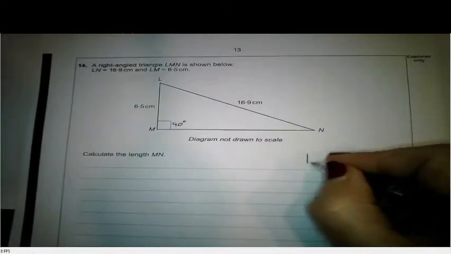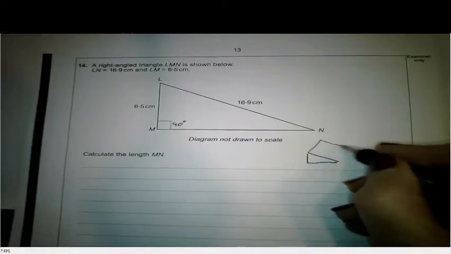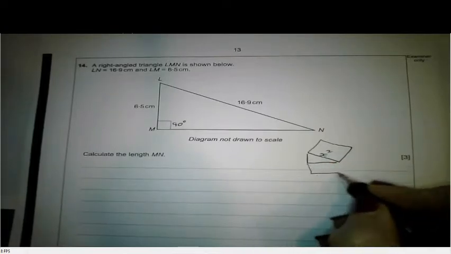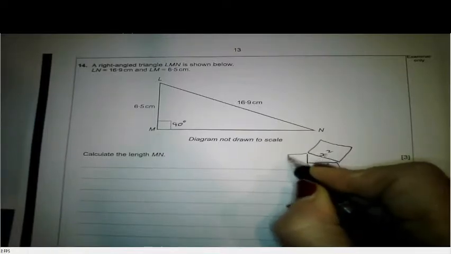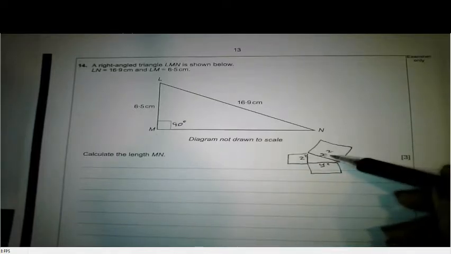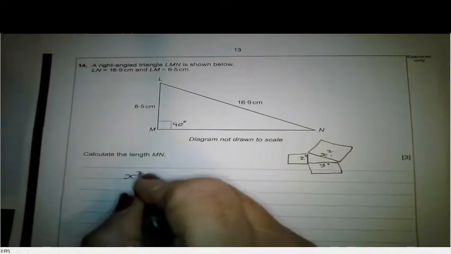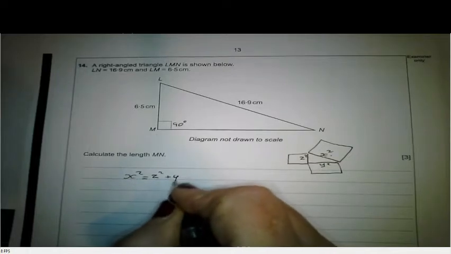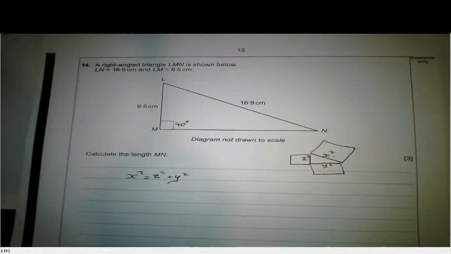And just to remind you, the Pythagoras theorem tells us that the square of the hypotenuse, x squared, is equal to the addition of the square of the other two sides. So the square of the hypotenuse is equal to the addition of the square of the other two sides. So x squared is equal to z squared plus y squared. I've just put those letters in, any letters would have done.